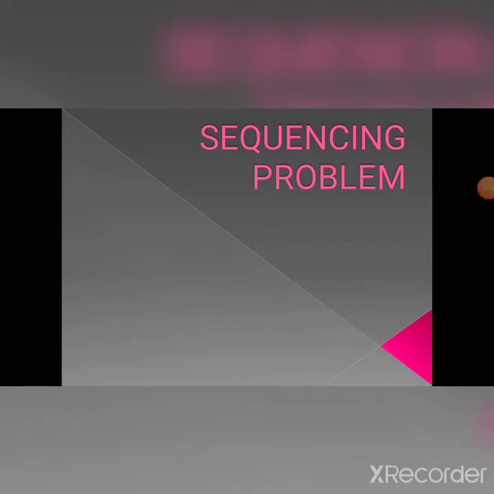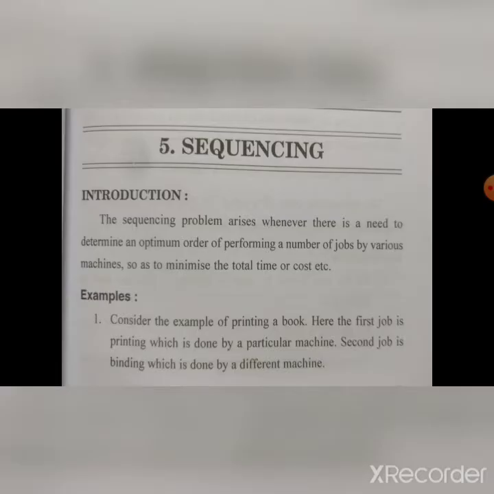Now we are going to see the next unit. In this unit, we have two topics, sequencing problem and game theory. The first one is sequencing problem. For the introduction, the sequencing problem arises whenever there is a need to determine an optimum order of performing a number of jobs by various machines so as to minimize the total time or cost, etc.